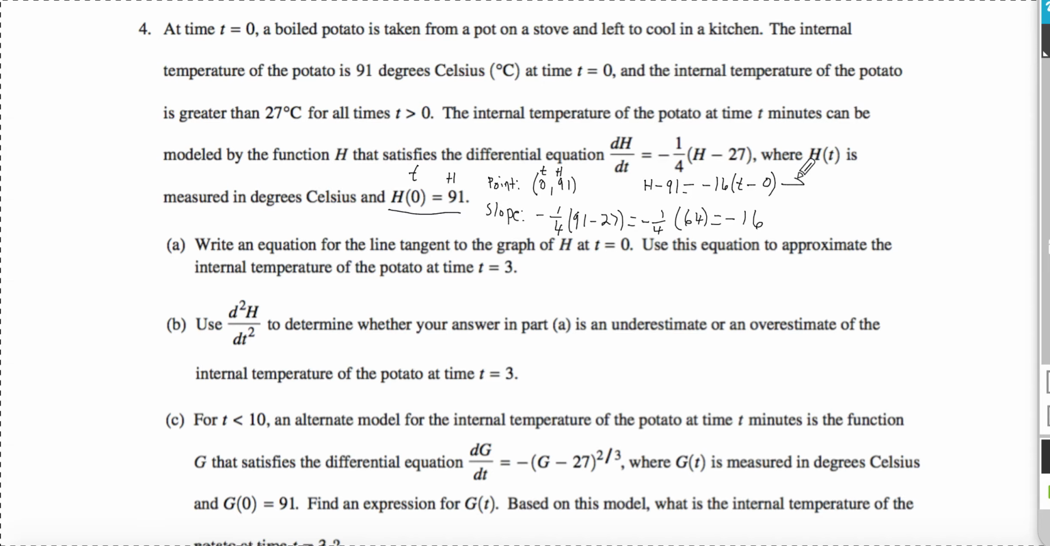We could have also written this as, let's see, t minus 0, so that's just t, h equals -16t, multiply those, and then add 91 over. Here we go. That's the equation of my tangent line. Now it says use this to approximate the internal temperature of the potato at t equals 3. So my approximation, h of 3, is going to be about -16 times 3 plus 91, whatever that comes out to be.